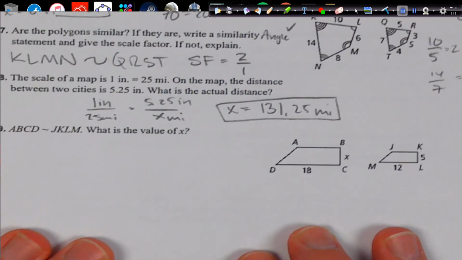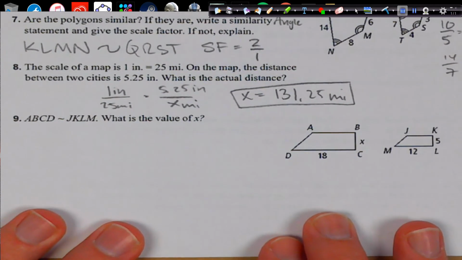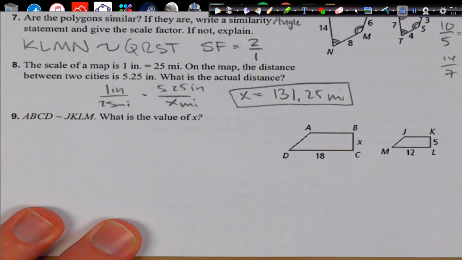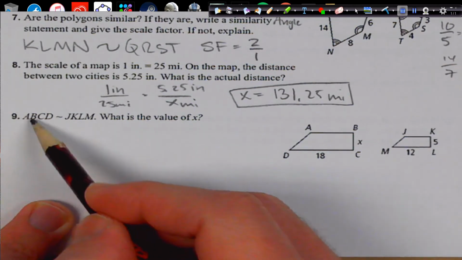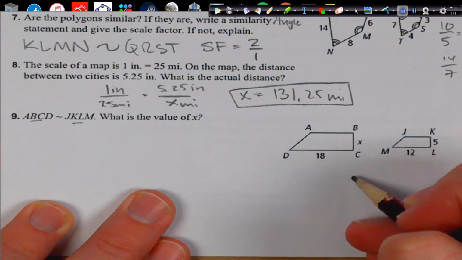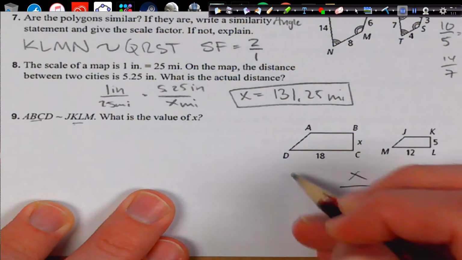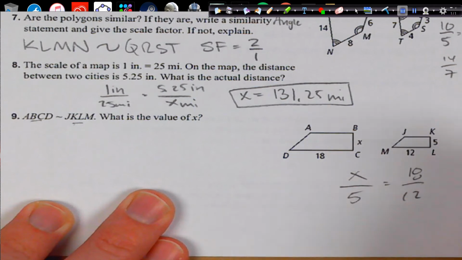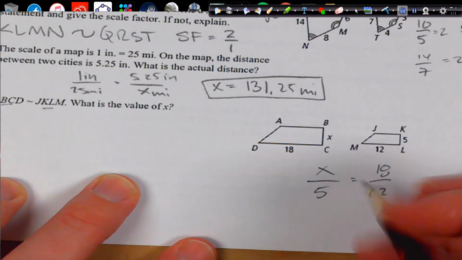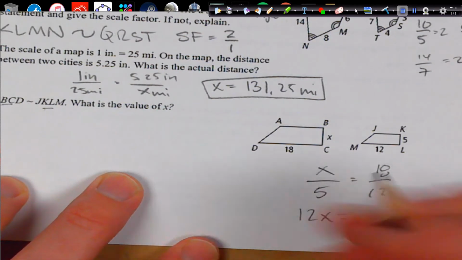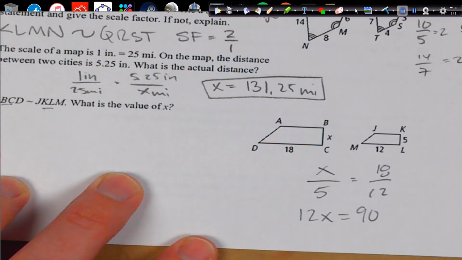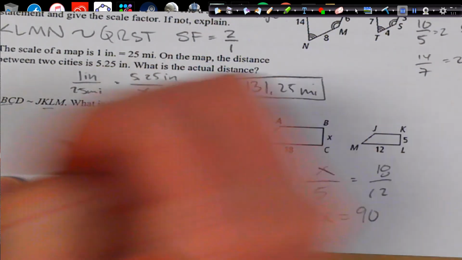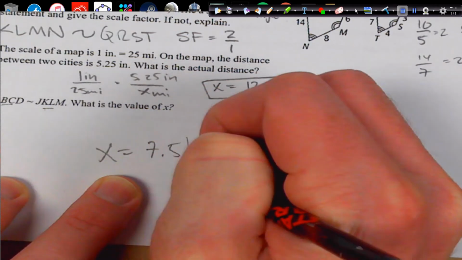All right. Number 9. What is the value of x? Now we know that these two shapes are similar, given to us in the statement. BC is going to match up with KL, so I'm going to do x over 5, and then 18 over 12. Notice I went from this shape to this shape both times. I stayed consistent. Cross multiply, get 12x equals 90, and then divide, and x is going to equal 7.5.